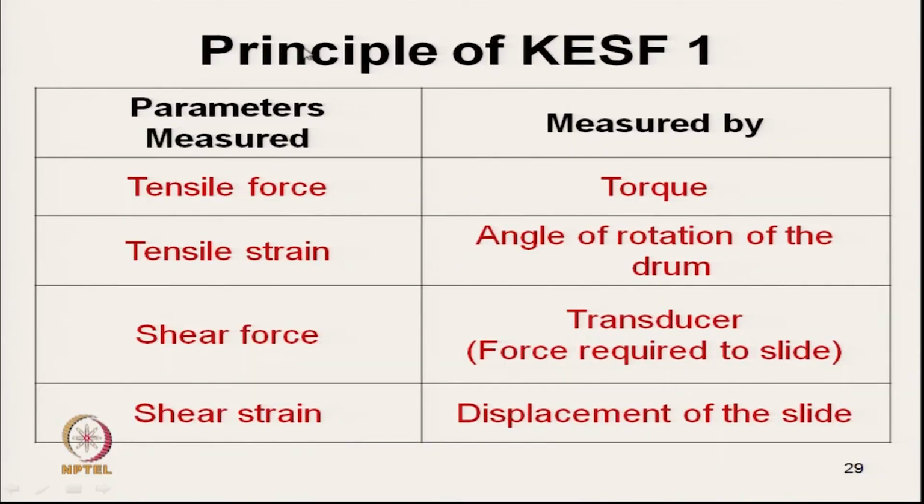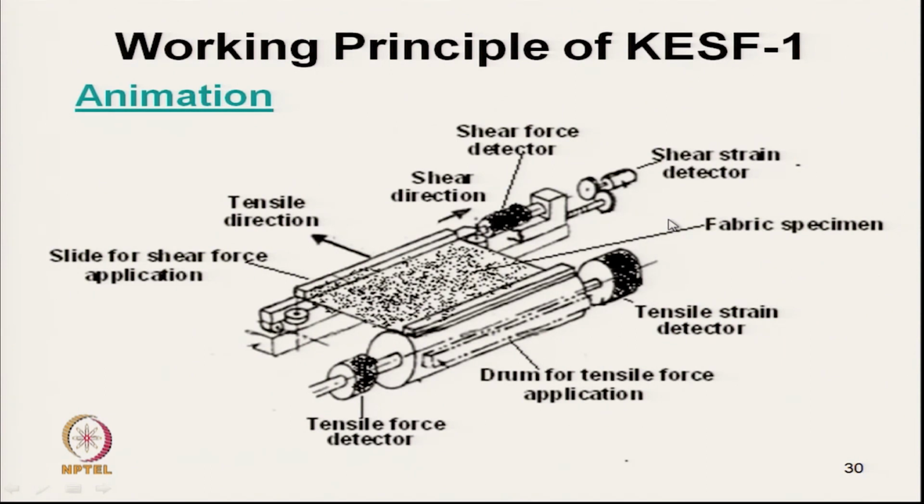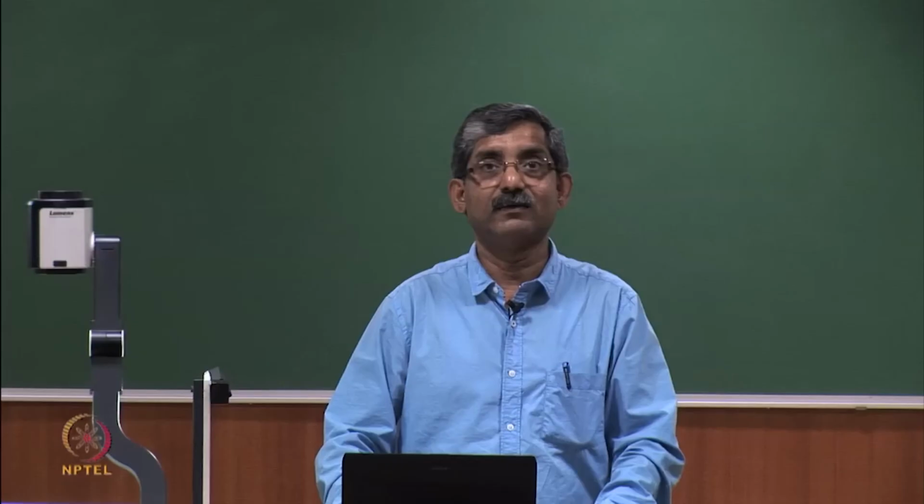Now, as I have already mentioned, the parameters measured are tensile force, which is indirectly measured through the torque required to rotate the drum; tensile strain, by the angle of rotation of the drum; shear force, by a transducer, which measures the force required to slide the slider; and shear strain, which is measured by the displacement of the slide. This working principle we have already discussed here.